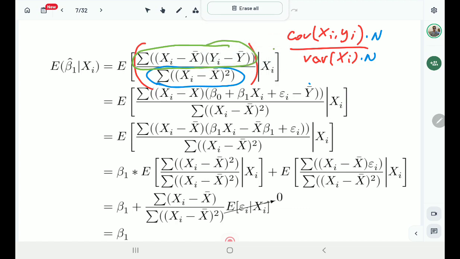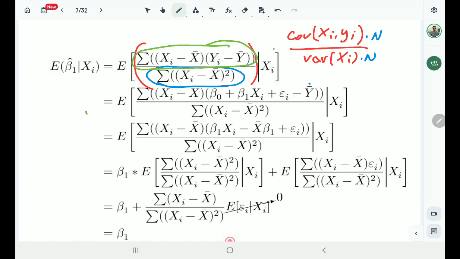So for any value of x, you fix the values of x and then compute the OLS estimators, and we are assuming that in that case the expectation of beta 1 hat is going to be equal to the true parameter value. Okay, so the rest is very straightforward algebraic manipulation.